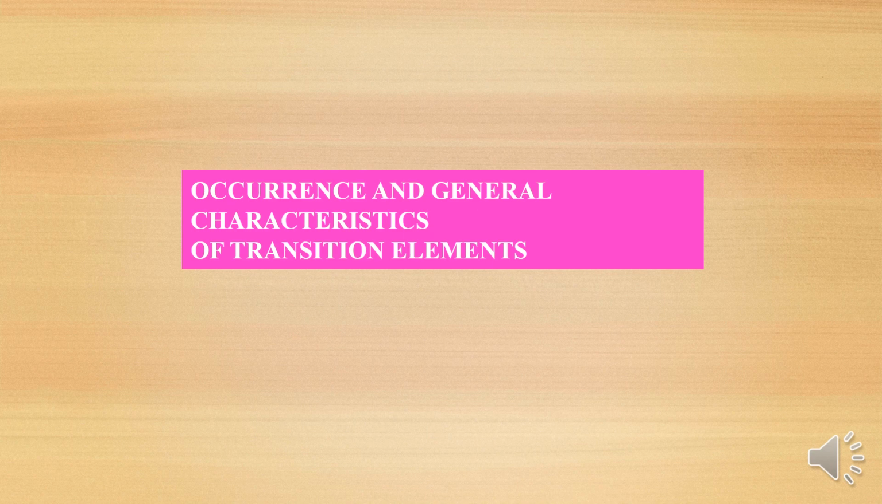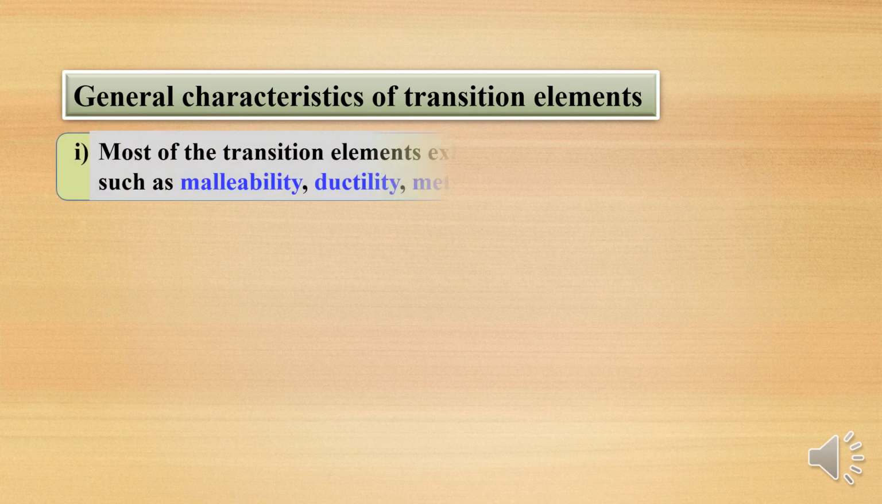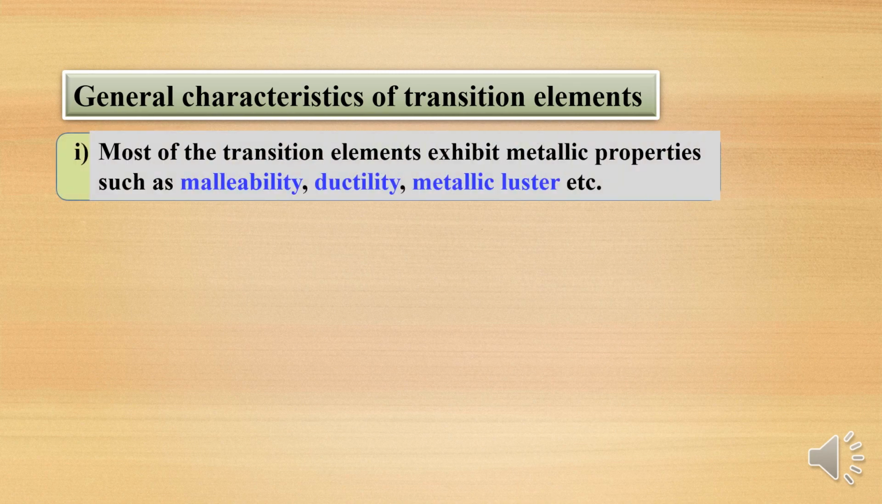Now next one, occurrence and general characteristics of transition elements. In that, we will first move with the general characteristics of transition elements. The first one: most of the transition elements exhibit metallic properties such as malleability, ductility, metallic luster, etc. So already you know malleability, ductility and metallic luster.